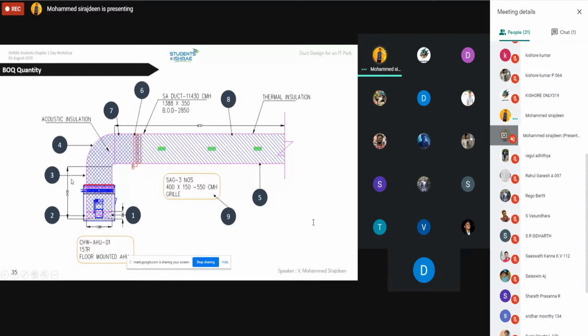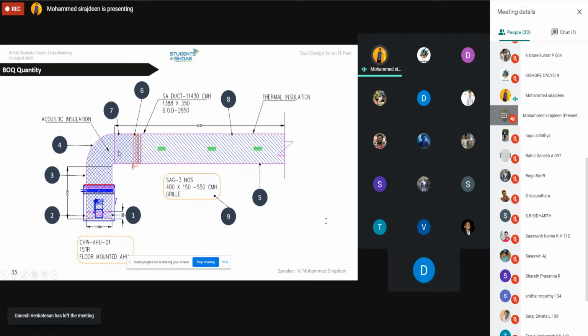Okay, this is a breakdown of the sample layout. I have taken quantity for every position. Like there is a riser from the AHU top to the duct bottom.